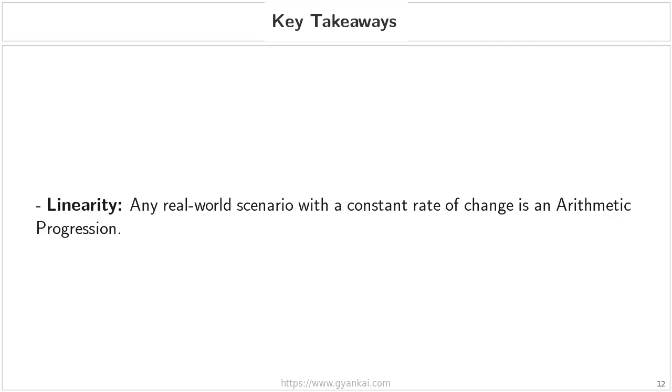First, let's talk about linearity. The most important thing to look for in a word problem is a constant rate of change. If you see a situation where something increases or decreases by the exact same amount every single time, just like we saw with the simple interest in our first example and the flower rows in our second, then you are looking at an arithmetic progression.